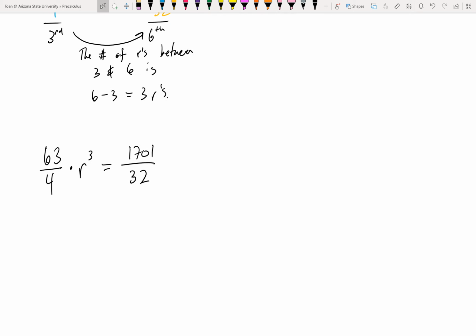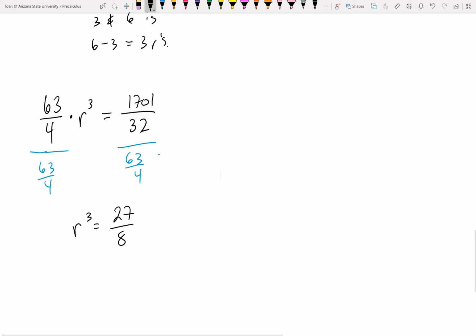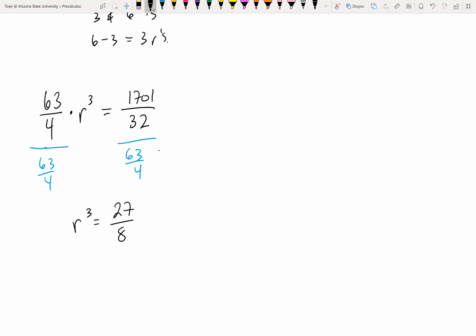You divide both sides. I guess I'll show my work. Divide both sides by 63/4. You get r cubed equals, do some fancy math. The 4 and the 32 reduces to an 8. The 1701 and the 63 reduces to 27. So that's 27/8. And then you go ahead and take the cube root of both sides. r equals 3/2.